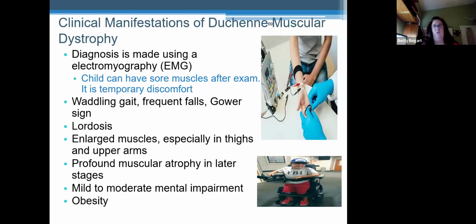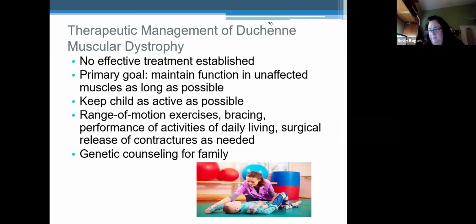As I said, this is a kid where we might see these hypertrophic thighs and upper arms. We might see the lordosis, that's lower curvature of the spine. But you start to see they're waddling, falling down. Do you remember what Gower sign is? This is what I do every time I get up off the floor. I walk up my legs, right? You just don't stand up. I've got to help myself up. I walk up my legs. That's Gower sign, and this is what you would see with muscular dystrophy.